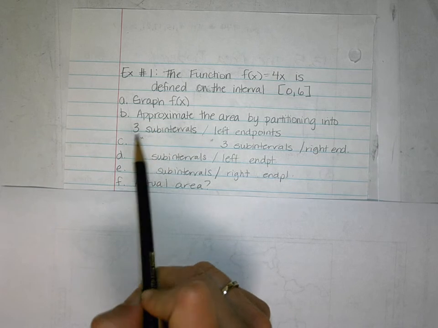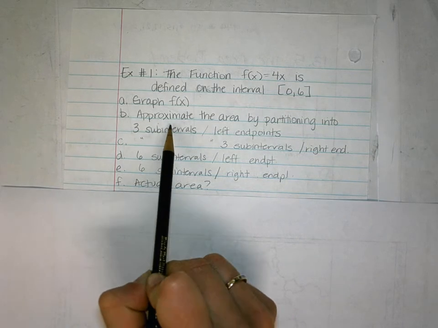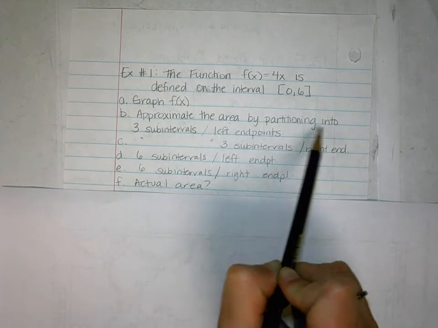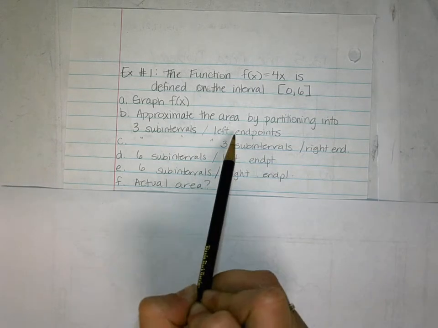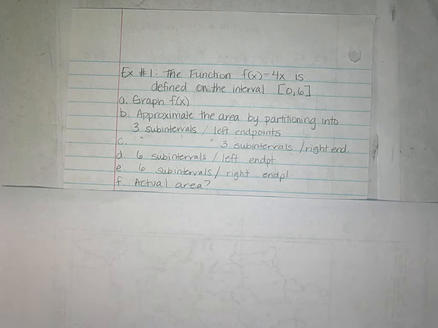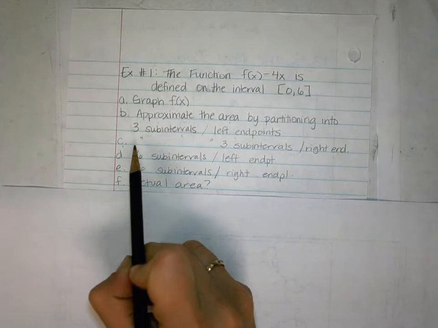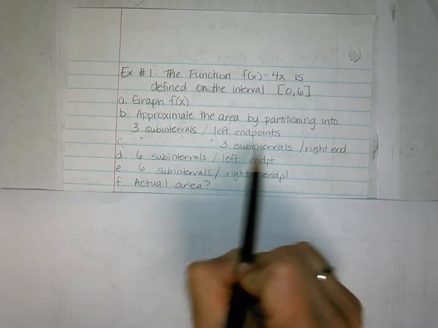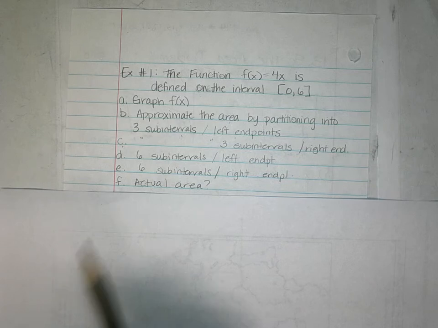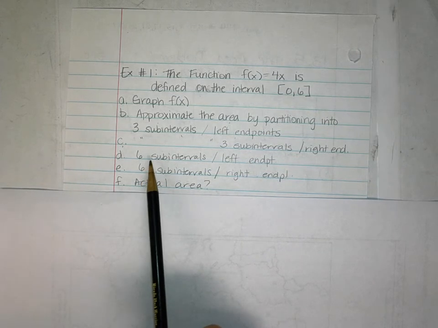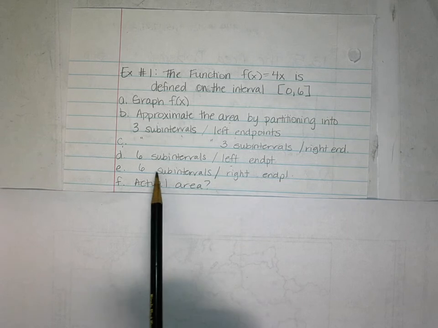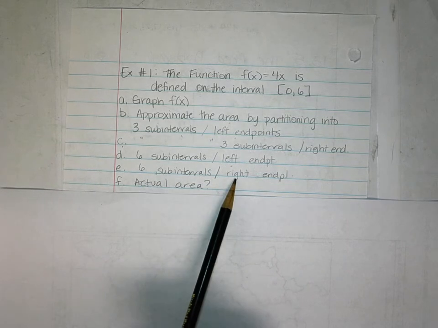Super easy. B, they're going to say approximate the area by partitioning this interval into 3 subintervals using left endpoints. The next thing they're going to do is the same thing with 3 subintervals, but now with right endpoints. Then they want us to increase our subintervals to 6 intervals using left endpoints, and then 6 intervals with right endpoints.